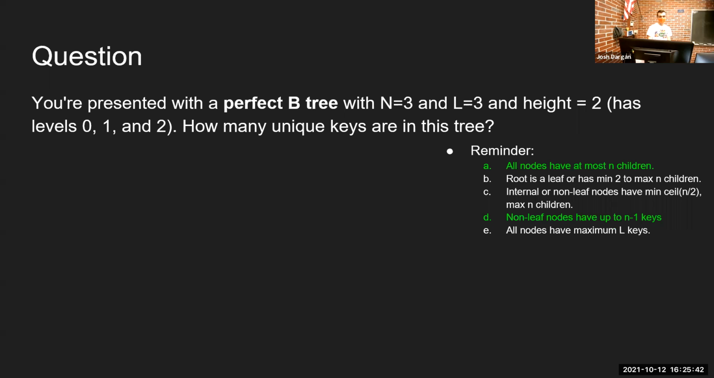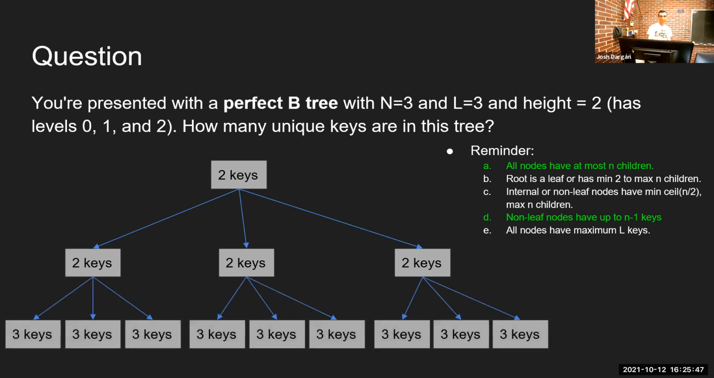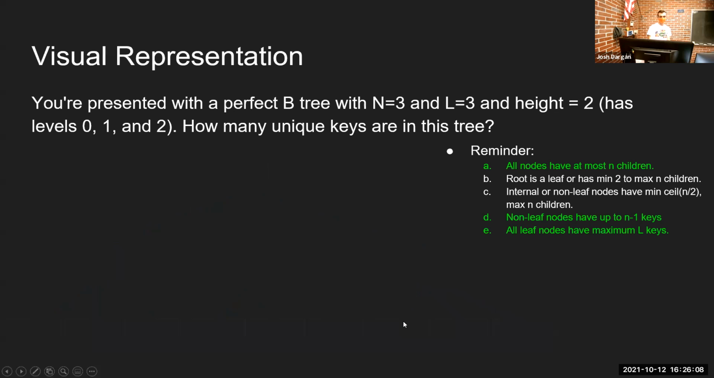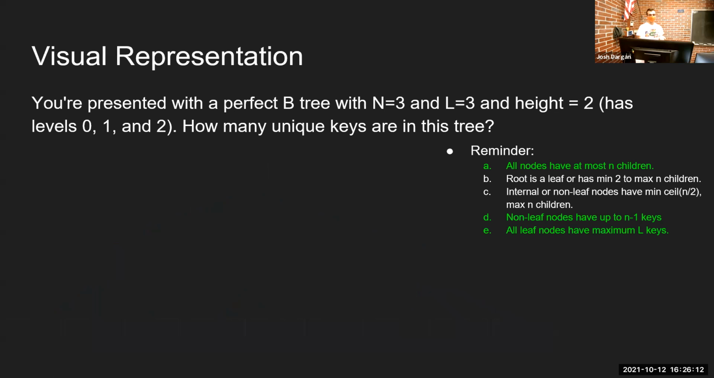So doing that example visually, you can see you have 2 keys, then 6 keys on that level, and then we have n to the power of the height, which is 2, so 9 nodes, and each of them have L keys. So that's 27 keys in that bottom layer. And so when you sum that together, you get 35.